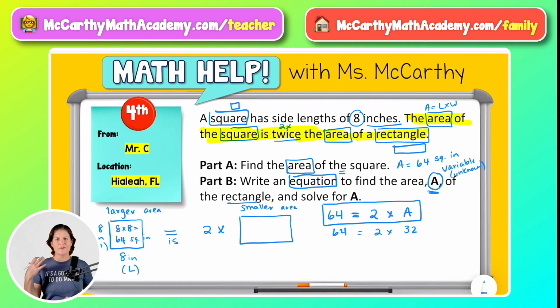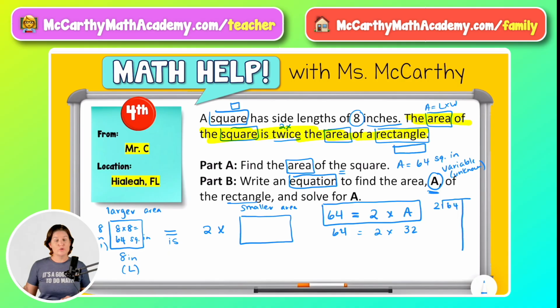But if your fourth grader would not automatically come up with that, they could know that I have 2 times something equals 64. So I'm trying to figure out what the other factor would be. Therefore, I need to divide because I know the total and I know one of the factors. I need to figure out the other one. That's division. So I will use division here.